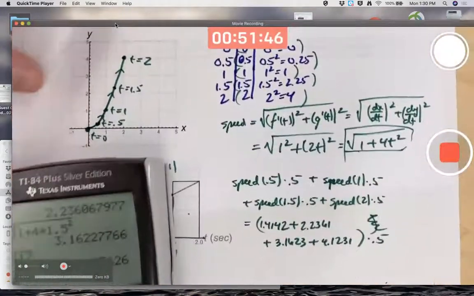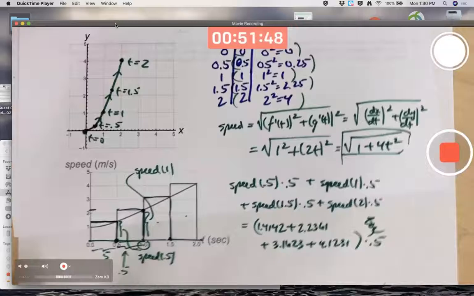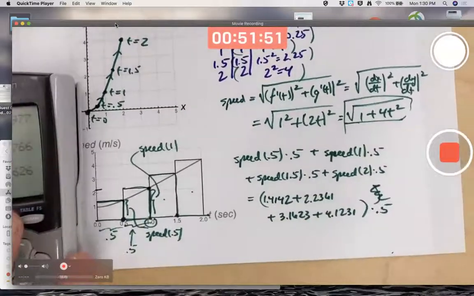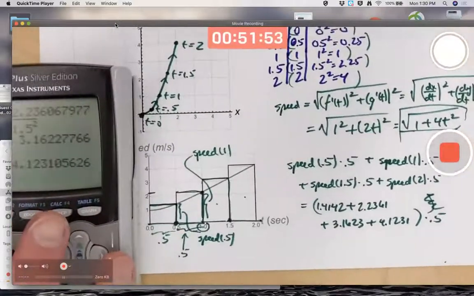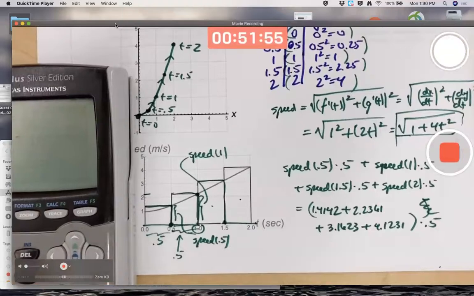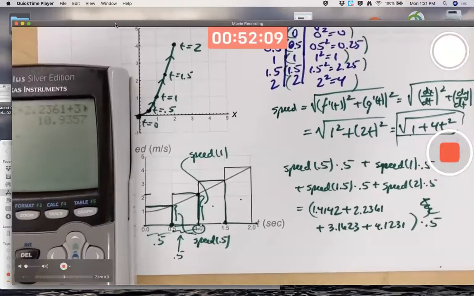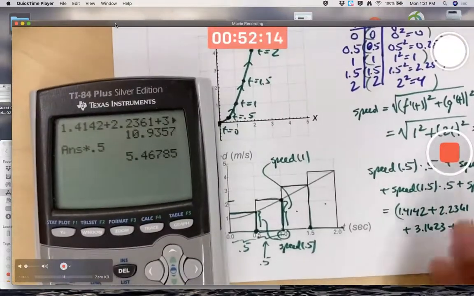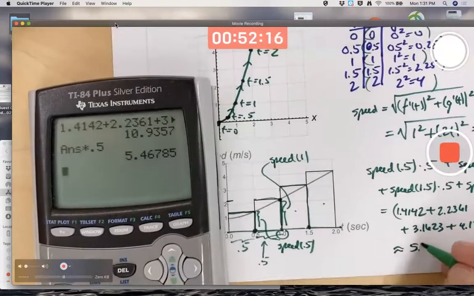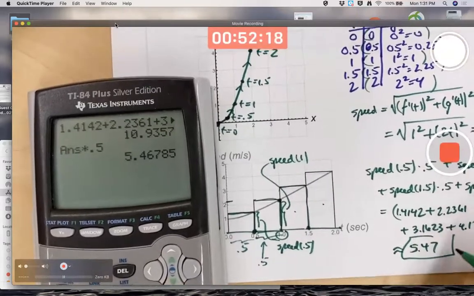This is going to be too big because the areas of these rectangles are too big because the function's increasing. A right-hand sum is going to be too big. But that's what I told them to do here. 1.4142 plus 2.2361 plus 3.1623 plus 4.1231 times 0.5. The right-hand sum approximation is about 5.47 meters.